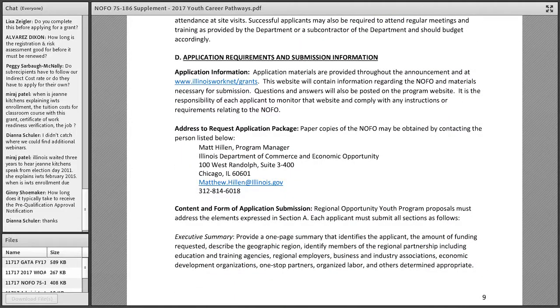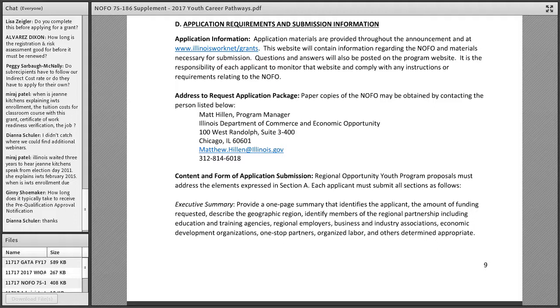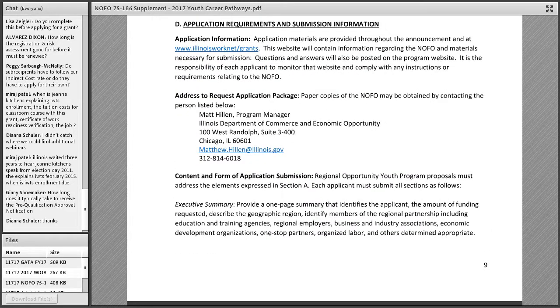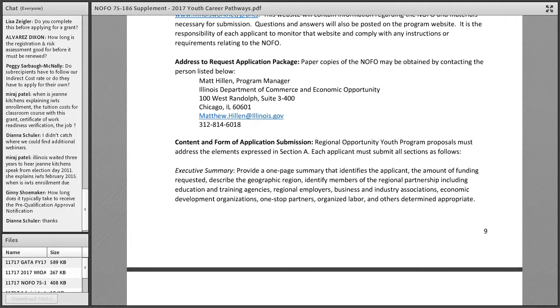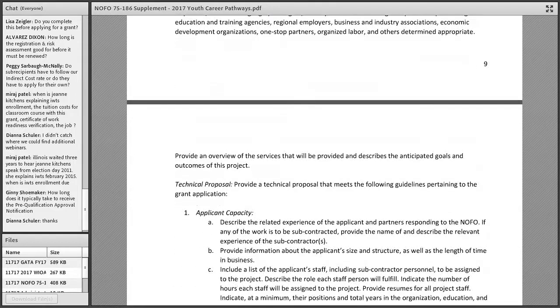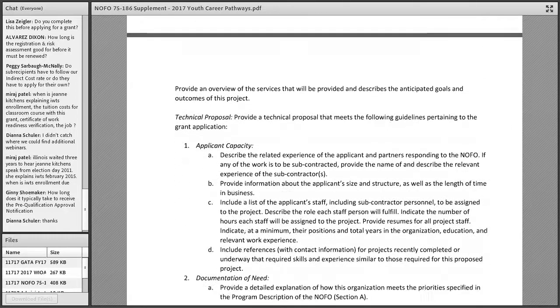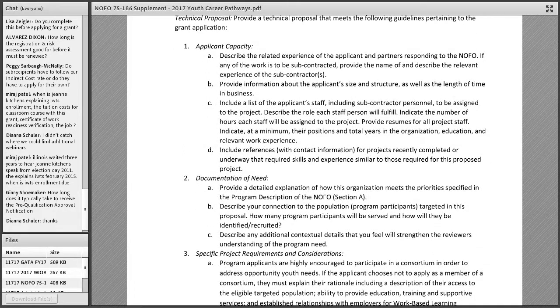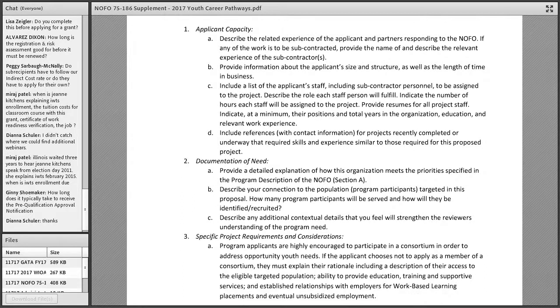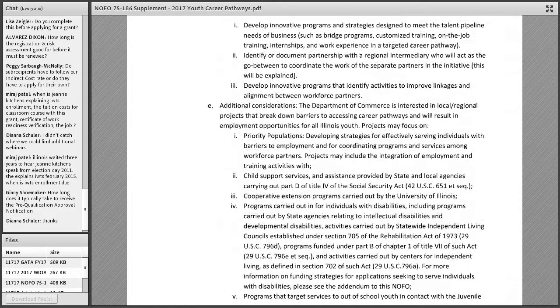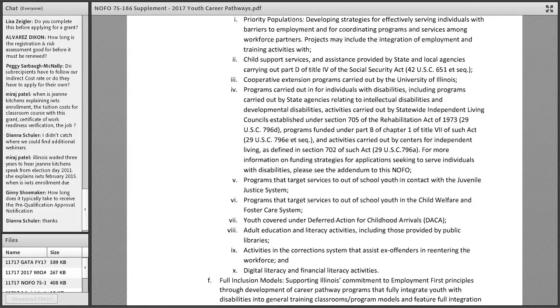The next section talks about the specific submission information. And Matt, if you want to chime in or highlight any of those specific details. Obviously, the application for the WIOA Youth is due on February 1st, and Matt is the program manager. It includes what is required to be submitted, and in this case, you're looking at a technical proposal that outlines all of these elements: your applicant capacity, documentation need, specific program requirements and considerations, additional considerations, priority populations.